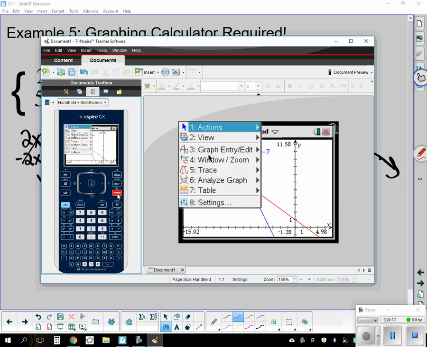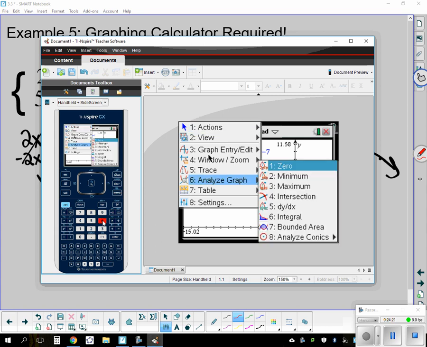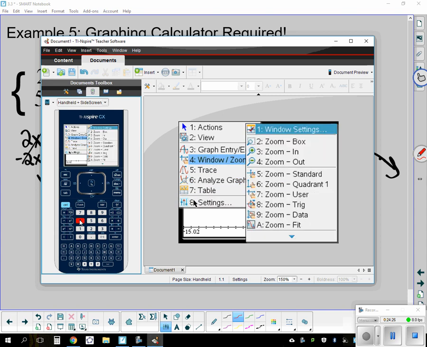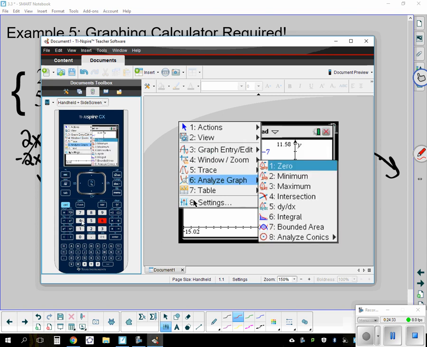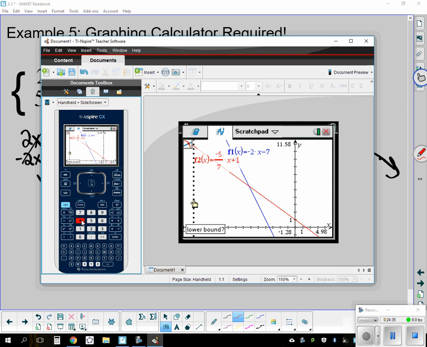But the good news is your calculator will tell you exactly what that point of intersection is. Press Menu, 6 for Analyze Graph, and guess what we're looking for? The intersection. So number 4. Whoops, except I went back. So let me get out of there. 6, Analyze Graph, 4 for intersection. Then it pops up and it asks for a lower bound. You want to have this line somewhere to the left of your point of intersection. Here's my point of intersection. Go somewhere to the left of it. Doesn't matter where, anywhere over here.